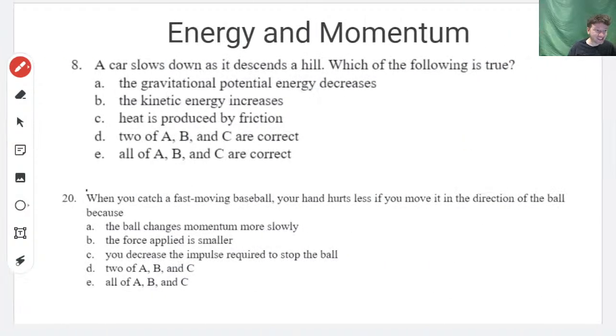Let's do some from the next unit, energy and momentum. So question number 8. A car slows down as it descends a hill. Which of the following is true? You have to be careful with this one, because when we say a car slows down as it descends a hill, we like to think you take a marble and you put it at the top of the hill, and as it goes down the hill, it speeds up. But it's specifically saying it slows down. So there's something else going on. Likely the car's braking, as it descends a hill.